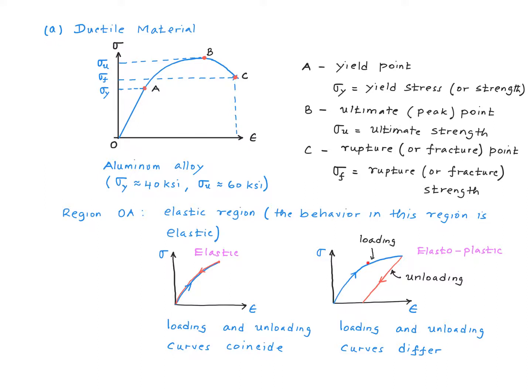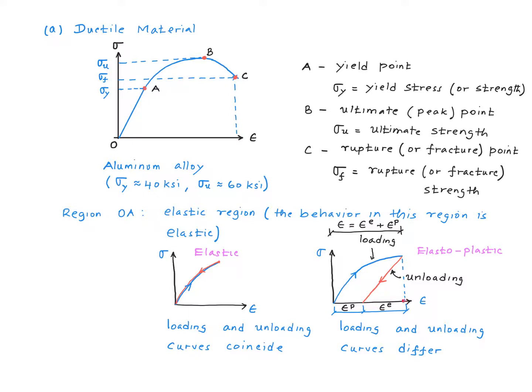But if the loading and the unloading relationships don't coincide with each other, like in the second case, the material is not elastic. It's called elastoplastic. It is obvious that in the second case, at the end of the loading-unloading program, there is a permanent strain, right? Leftover strain in the specimen. And this strain is called the plastic strain, sometimes called the permanent strain.